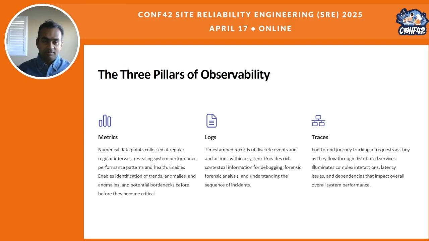The third pillar of observability is traces. Traces are a means to depict the end-to-end journey of a request as it flows through an interconnected mesh of services in distributed systems. They help in highlighting not only complex interactions, but also detecting latency issues and dependencies that impact overall system performance. Now that we have gone through the key ingredients that form the basis of observability, let us explore vital metrics that really matter in such distributed systems.